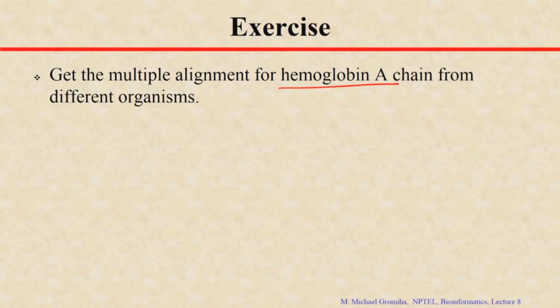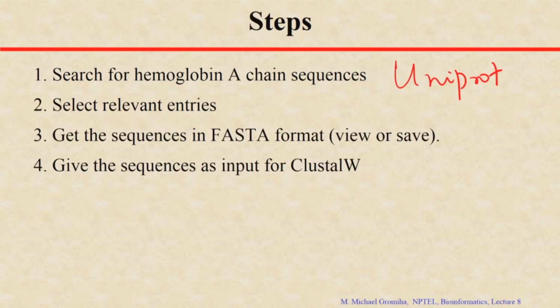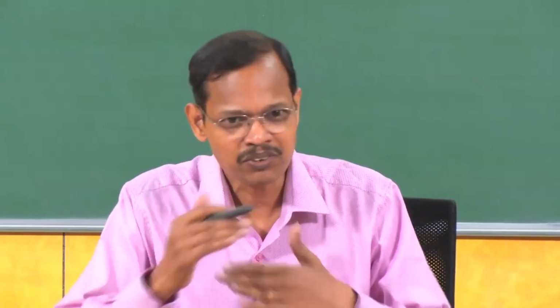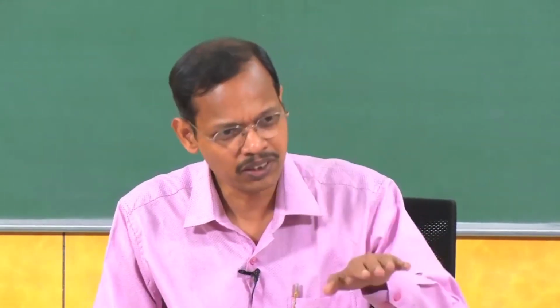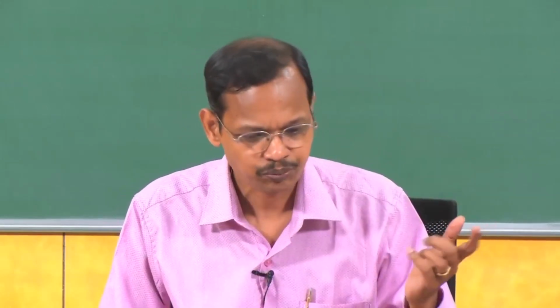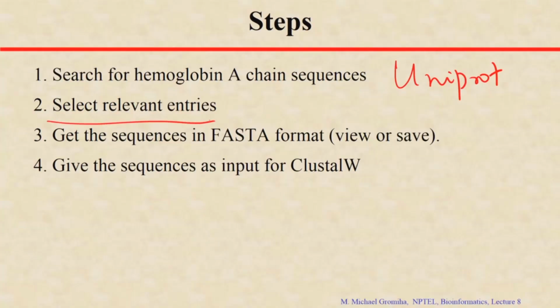The question is you have to get the alignment for different organisms, but if you search UniProt with hemoglobin A, you will get several entries from the same organism as well as different organisms. Why do we get the same organism with different data? Mutation data, right. So in this case you will get human 2-3 times, but the question is to get different organisms. Then you have to select relevant entries.